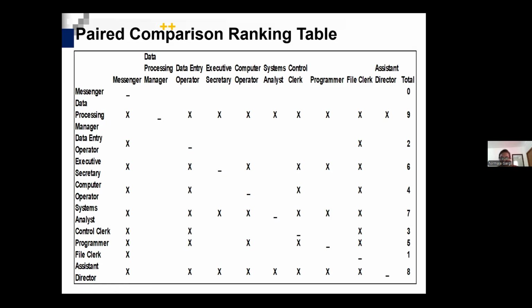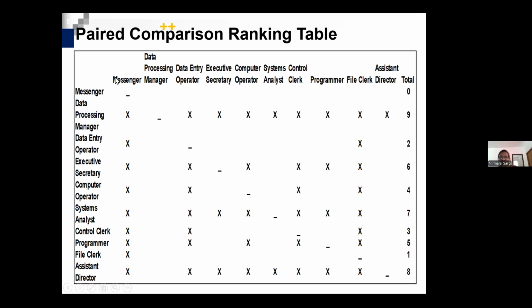Step one: the compensation committee evaluates every job in their organization. All of them come together and come to a consensus. Say, for example, we'll take data entry operator. Is this job higher than a messenger? Well, for us, it is very, very obvious.